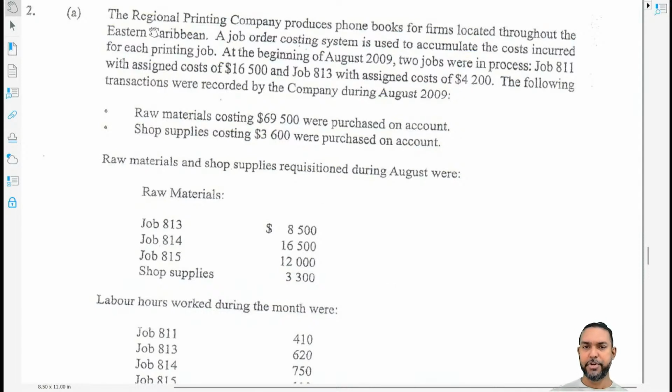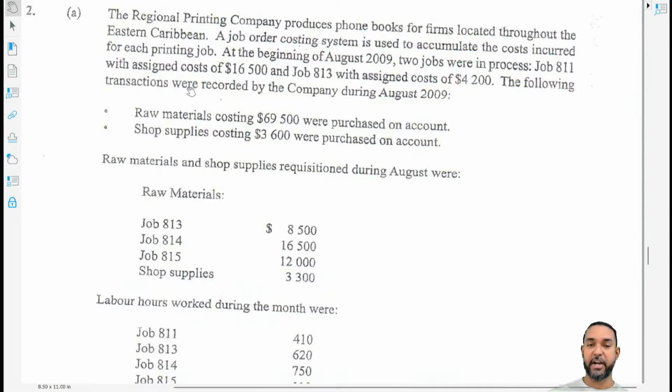So Regional Printing Company produces phone books for firms located throughout the Eastern Caribbean. A job order costing system is used to accumulate the costs incurred for each printing job. At the beginning of August 2009, two jobs were in process: Job 811 with an assigned cost of 16,500 and Job 813 with an assigned cost of 4,200. Those figures would be the balance in the work in process account, right? The two of them together.